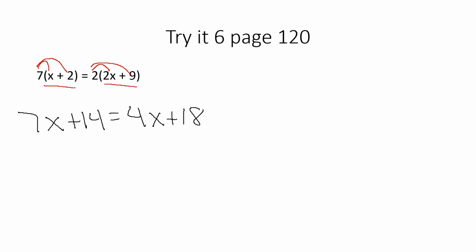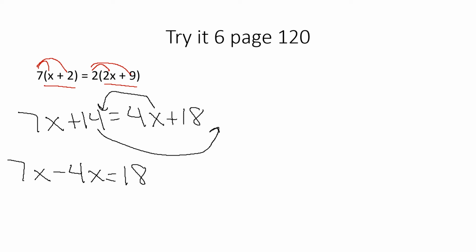Next step, we need to move our x's to the left and our numbers to the right. Remember, to make it a little easier, put what you're moving second. My understood plus 4x is going to become minus. Remember, no sign is an understood plus. My plus 14 is going to become minus 14. Like terms is my next step. 7x minus 4x is 3x. 18 minus 14 is 4.